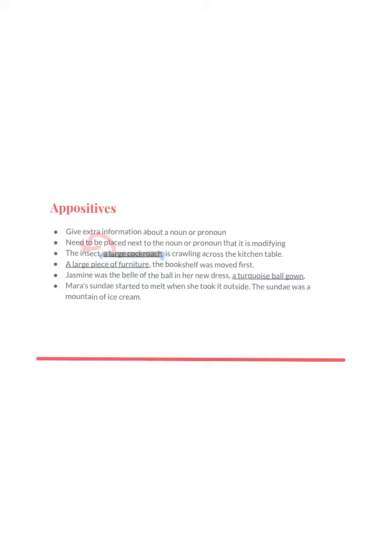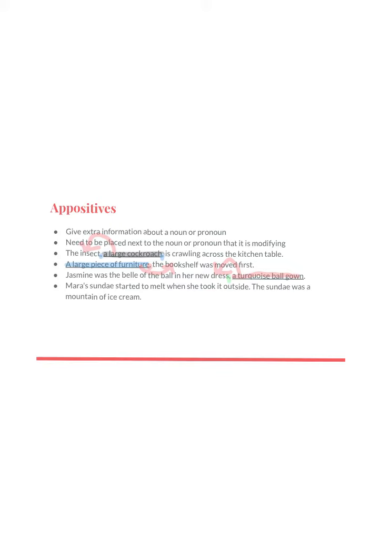If your appositive phrase comes at the beginning of the sentence, a large piece of furniture, the bookshelf was moved first. It has a comma after it, separating it from the main sentence, and that is modifying bookshelf. And then the last one, Jasmine was the belle of the ball in her new dress, a turquoise ball gown. There's our appositive, modifying dress. Notice the comma separating the appositive phrase from the main sentence.